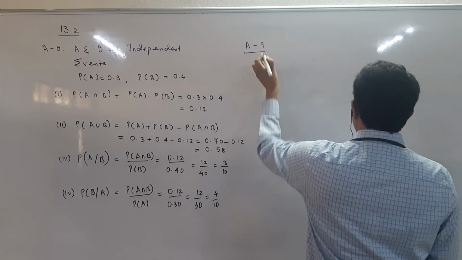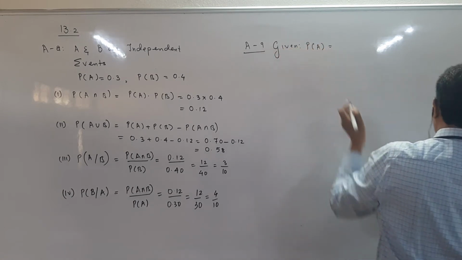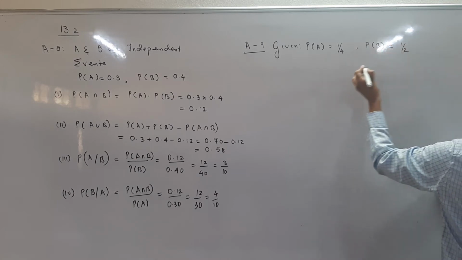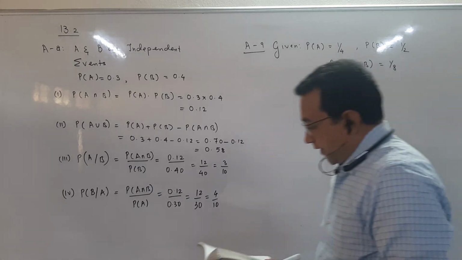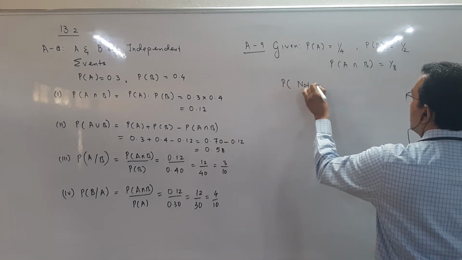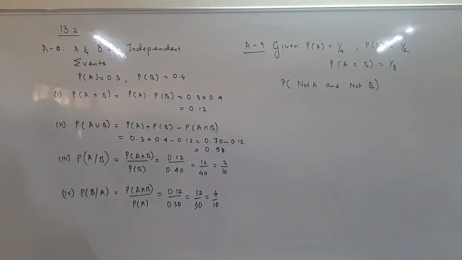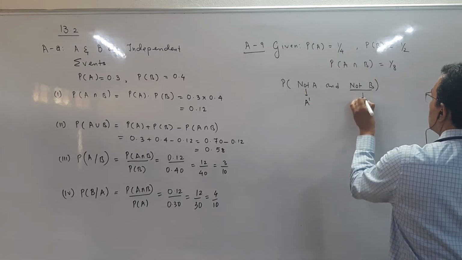Now, sum number 9. A, B are any given events. So according to the given, P of A is 1 by 4, P of B is 1 by 2, P of A intersection B is 1 by 8. Find the probability of not A and not B. This, students, we have to find. Now again, I am telling you, the list of formulas comes into play. Not A means A dash, not B means B dash.